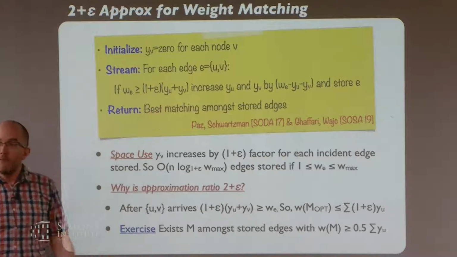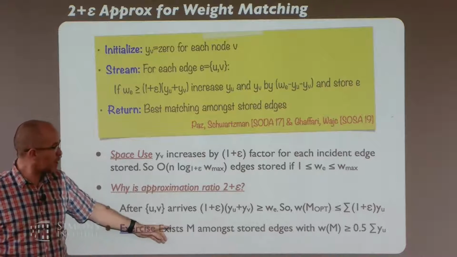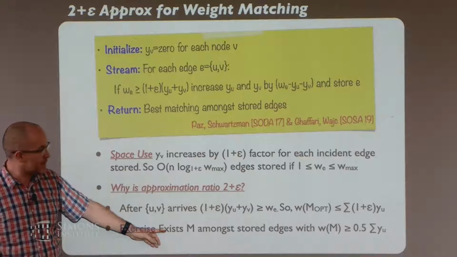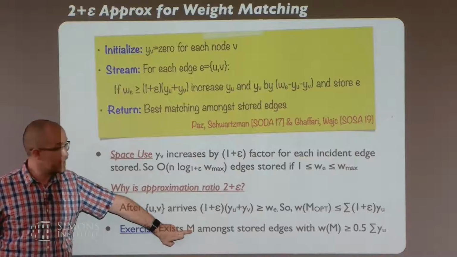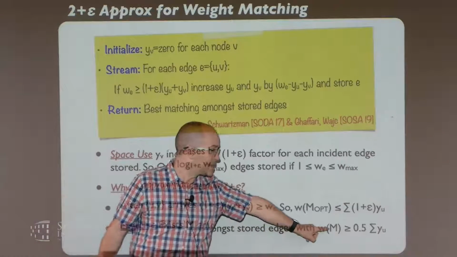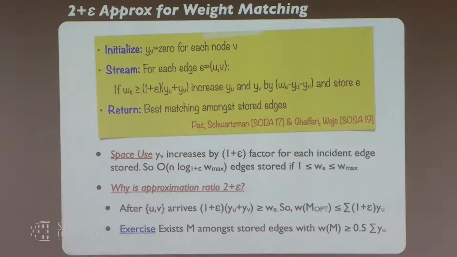If you think about it, every time you increased one of these YU or YV values, you stored the edge that came in that was responsible for pushing that YU or YV value up. So using that, you can argue, after sufficient coffee, that there exists an M amongst the stored edges such that the weight of the matching is at least half the sum of the Y values.